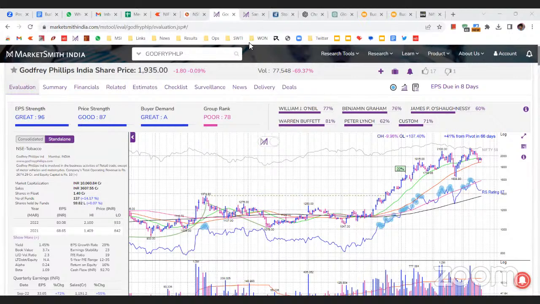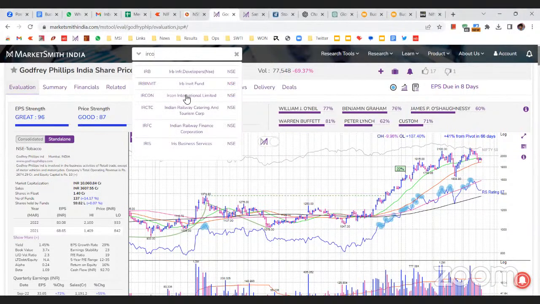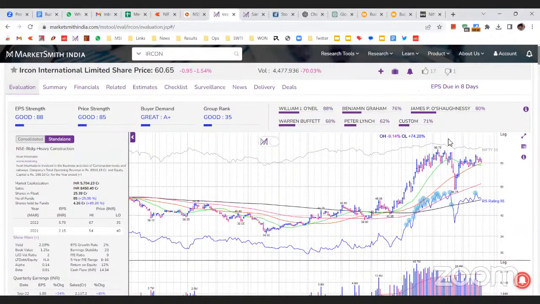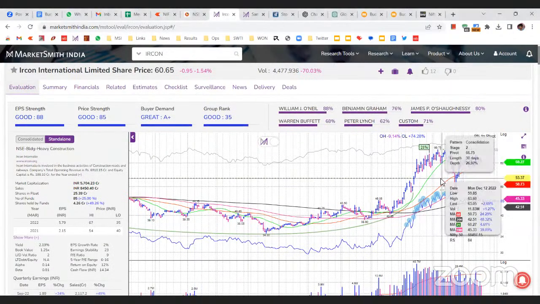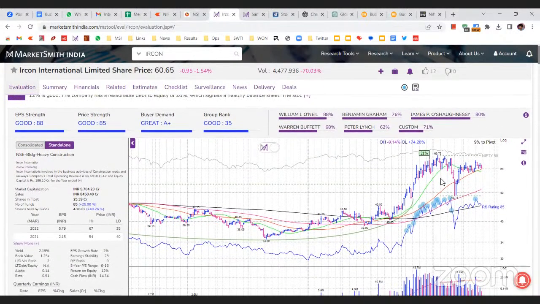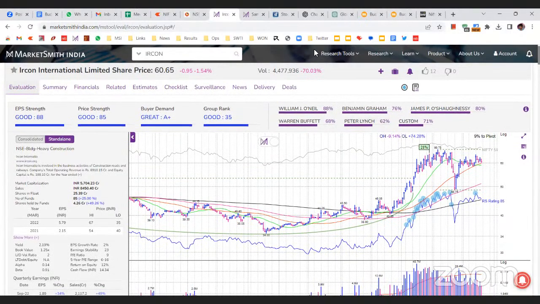One more is Ircon International. Again, fundamentally a very strong company. You can see the stock has been doing very well fundamentally.